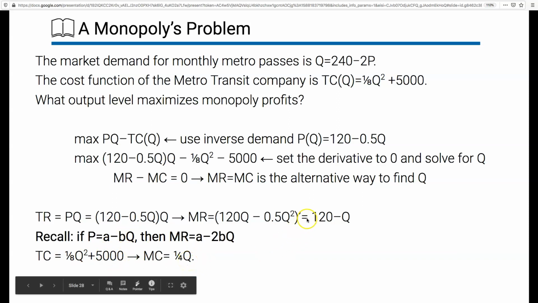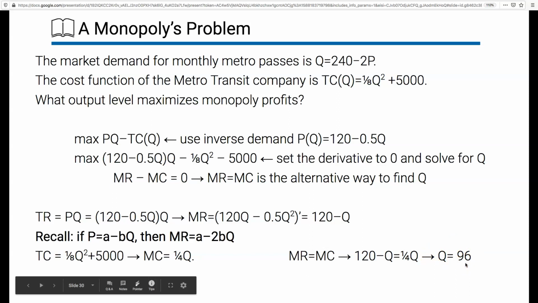The next step is to set marginal revenue equal to the marginal cost. That gives us the equation of 120 minus q equals 1/4 q. And at this point, you can pause the video and solve that equation. And the solution is going to be 96. So the profit maximizing output for a monopoly is 96.